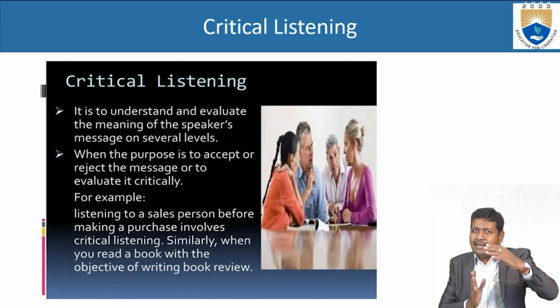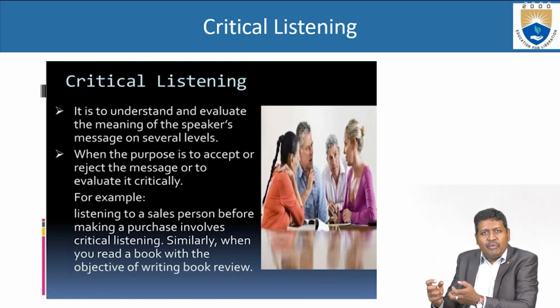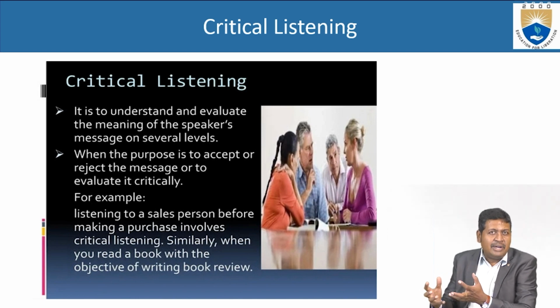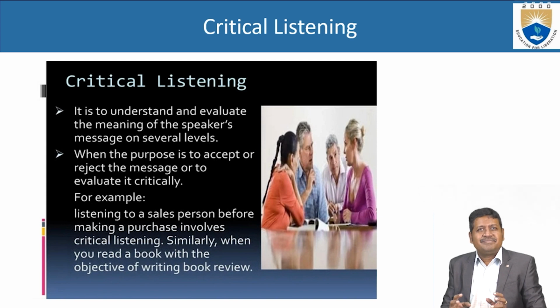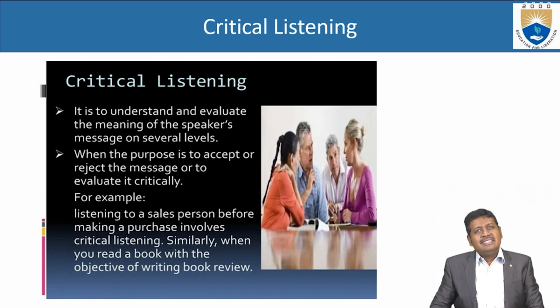You see, the two examples are crystal clear here. First one is, the salesperson is demonstrating his device or gadget and is trying to influence or impress you. In order to take a decision whether to buy that gadget or device or not, you will do critical listening. That means you will listen to his demonstration very carefully. You will listen to his explanation very carefully. Then you will decide whether to buy that gadget or device or not.